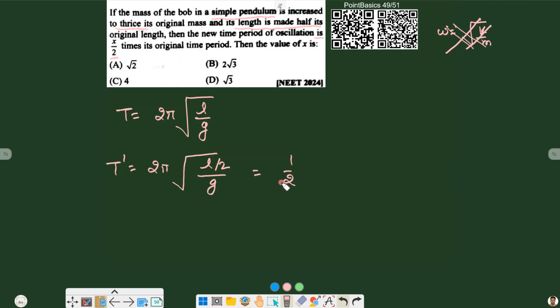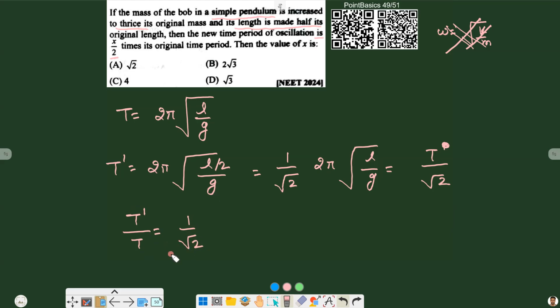So 1 by root 2 will come outside, and it will be 2 pi root L by g, which is equal to the original time period. So this will be T by root 2. So T dash by T is equal to 1 by root 2, and this 1 by root 2 is equal to x by 2. From this, x comes out to 2 by root 2, that is root 2. And here we have option A, that will be the right answer.